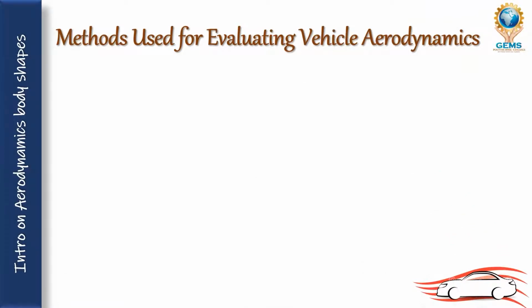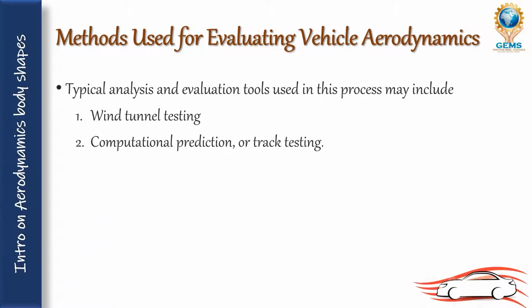Now, some methods are used for evaluating a vehicle's aerodynamics. We are going to see two methods. One is very famous nowadays; most vehicle makers use that method. One extra method I am going to explain to you. Typical analysis and evaluation tools used in this process may include wind tunnel testing, computational prediction, or track testing. So the first one is the computational method, the second one is wind tunnel testing. These two we are going to see now.